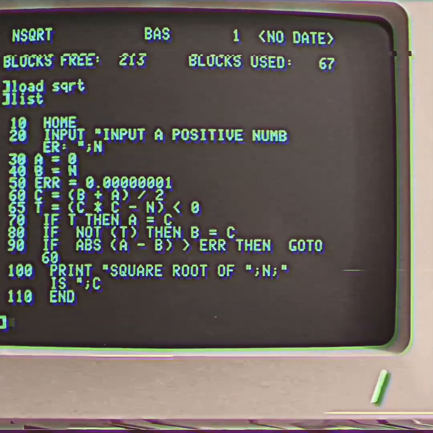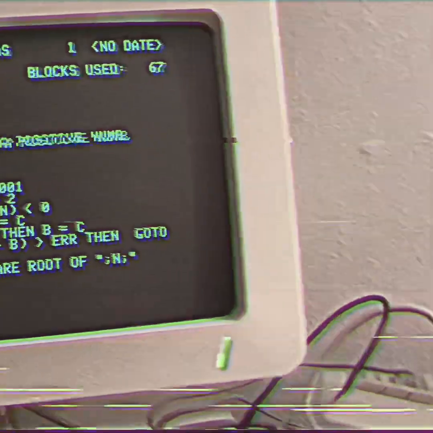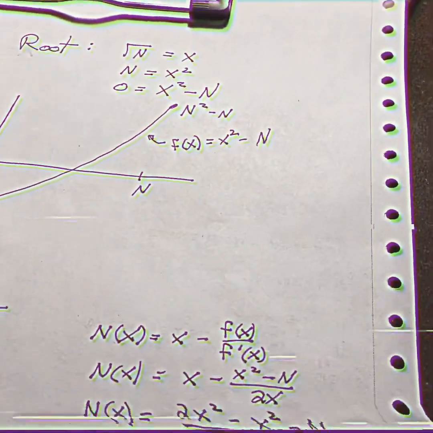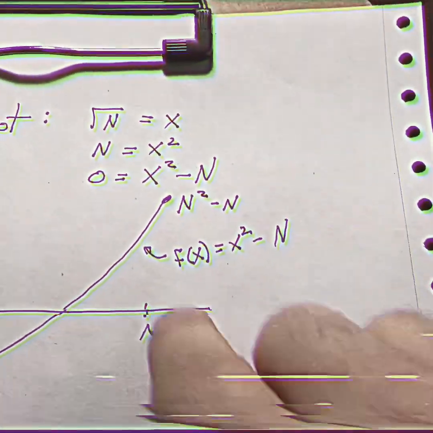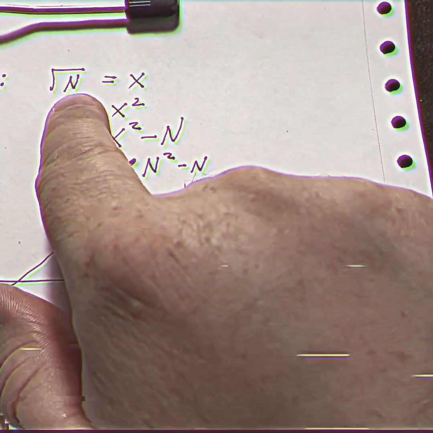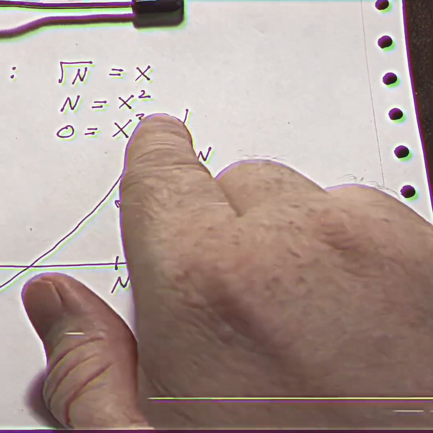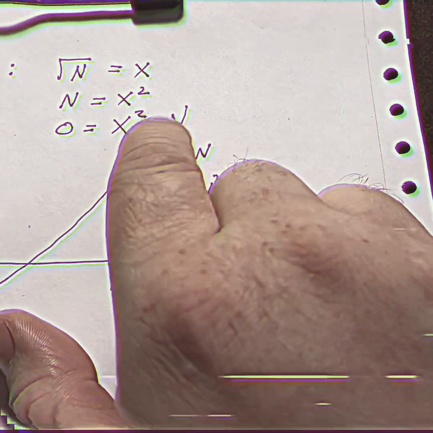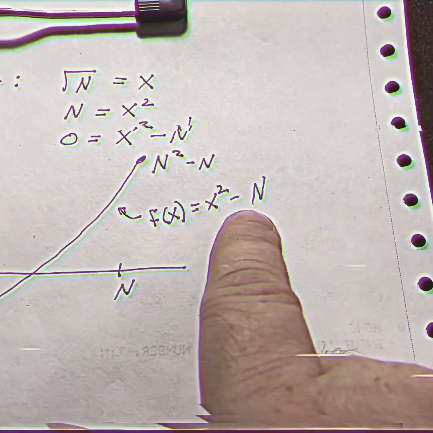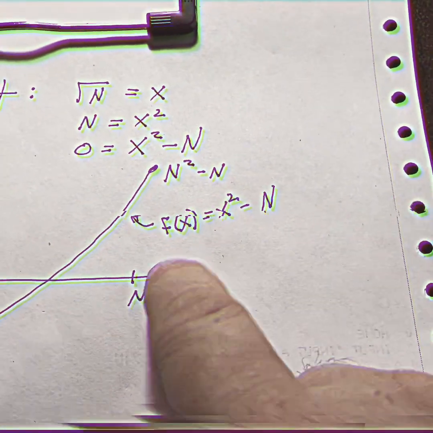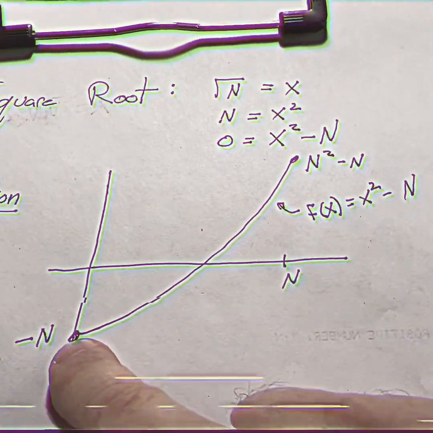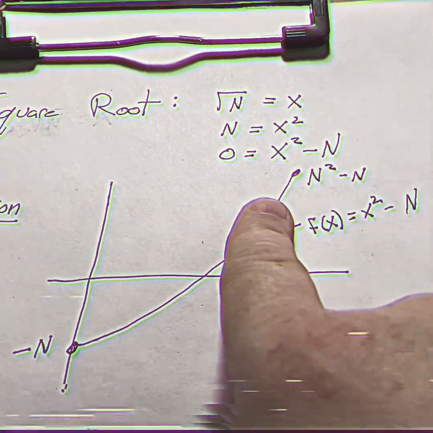Now, before I get into how it works, I want to remind you of the bisection method. For the square root of n, I take the square root of n is equal to x. I square both sides and bring the n to the other side, and now I have this function, which I'm going to call x squared minus n. If I put in n, it's positive. If I put in 0, it's negative, and I can use the bisection method.